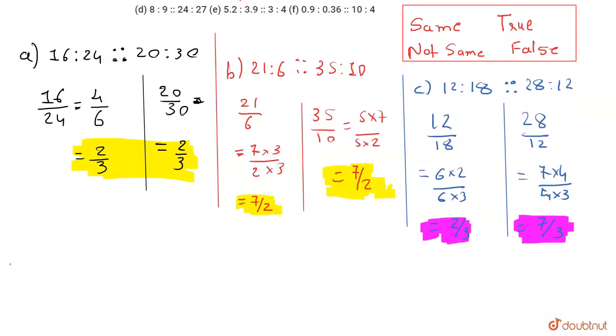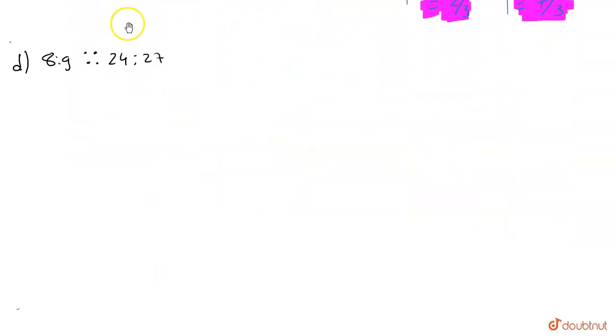Okay, now come to question D. What it is talking about is the ratio 8 and 9 in proportion with 24 ratio 27. You have to write 8 by 9 as it is. This is the first ratio. Now the second is 24 ratio 27. So 24 divided by 27 gives the answer 8 by 9, right?